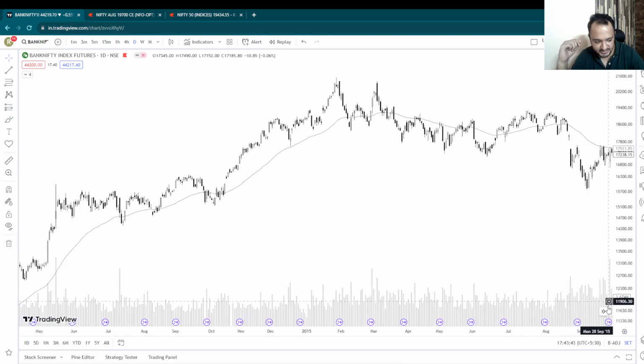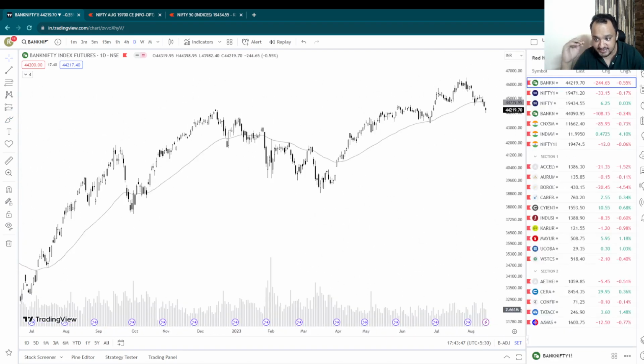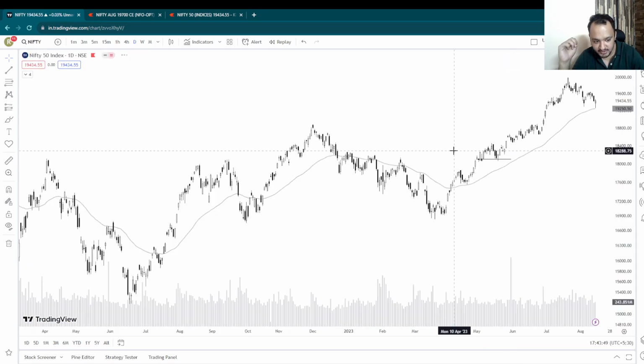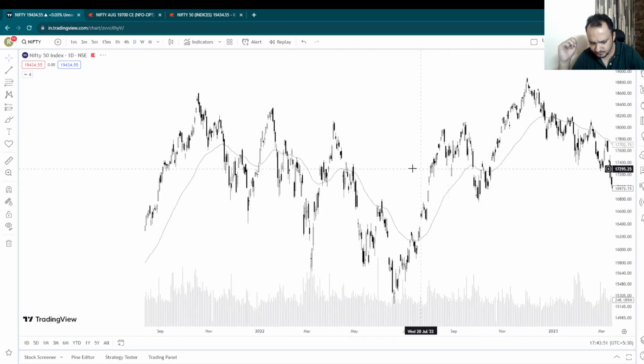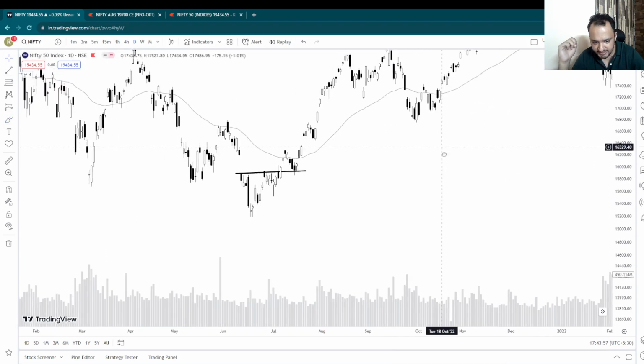Let's take some recent examples as well. Since we're talking about this, let's take some in Nifty because this was Bank Nifty. All right. So Nifty, if you see one example right here, I remember this because I have traded this entire rally.